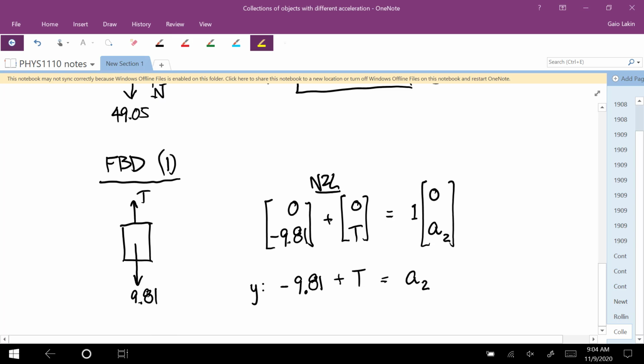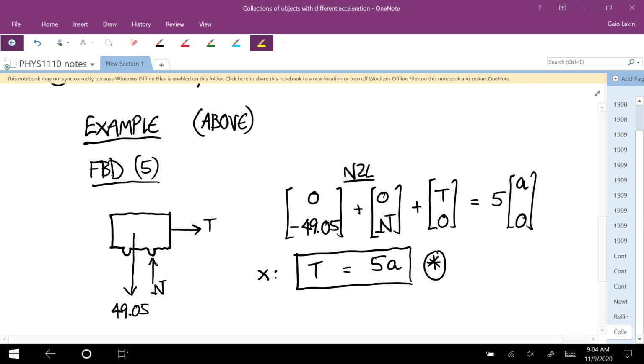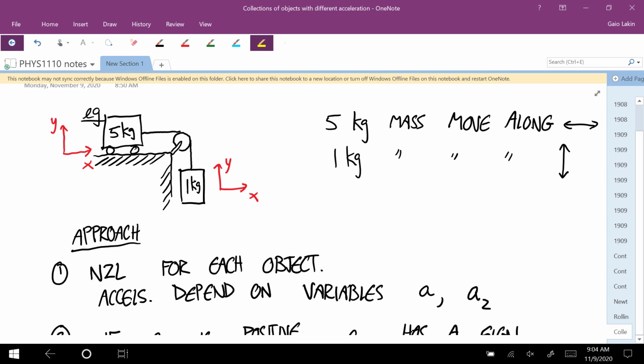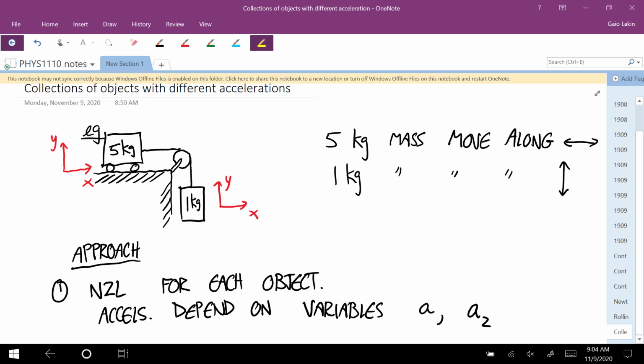So now you have to think, go back to this system. If this 5-kilogram cart moves, let's say, an inch in the positive x direction, where does the 1 kilogram mass move? If the 5 is moving in the positive x direction to the right, the 1 kilogram mass is moving 1 inch down in the negative y direction.